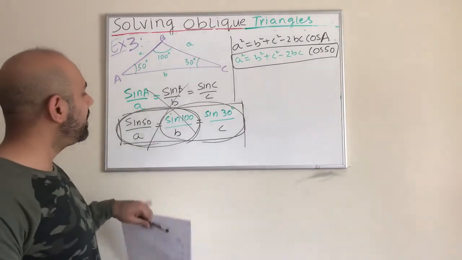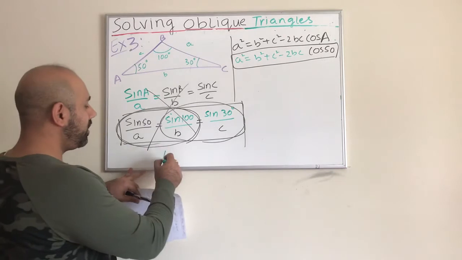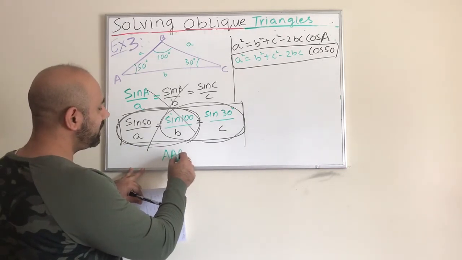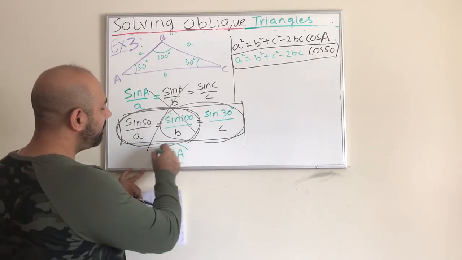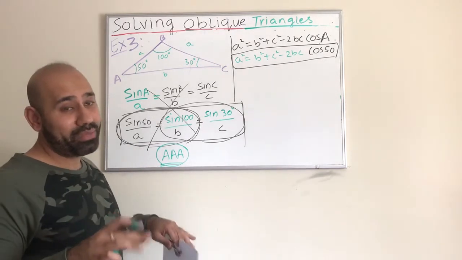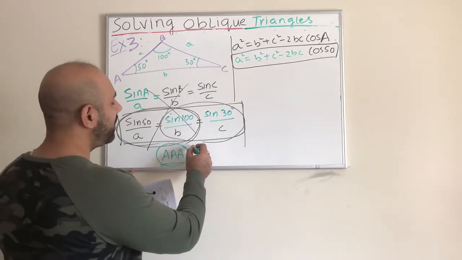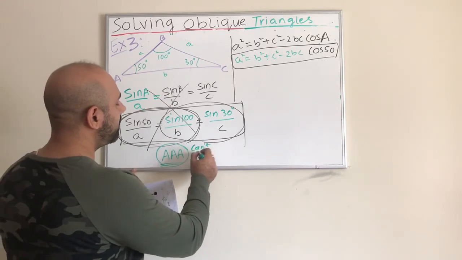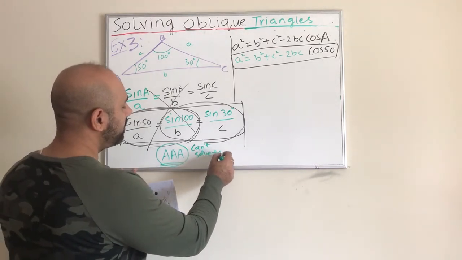So this is a special triangle, which you can also think of as an AAA triangle, where the three angles are provided. So whenever we have an AAA triangle where three angles are provided and all the three sides are missing, we cannot figure out, we cannot solve the triangle. We can't solve this triangle.